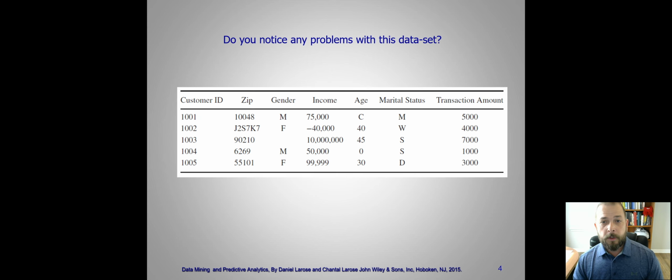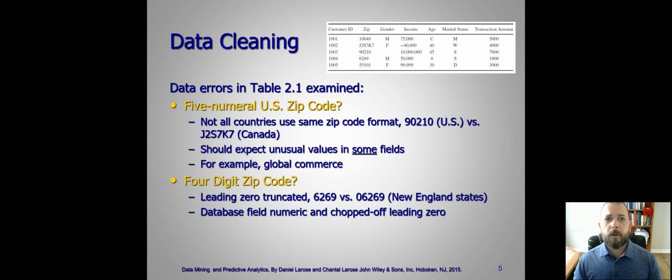Let's take a look at this short little data set that we have, where I've got 7 different variables here: customer ID, zip code, gender, income, age, marital status, and transaction amount. At just a quick glance, it probably looks like a perfectly legit data set. It looks like there's a missing value in gender, but everything else looks okay. But if we look at this data set a little bit more closely, we'll see that even at each column level, at each variable level, there are problems.